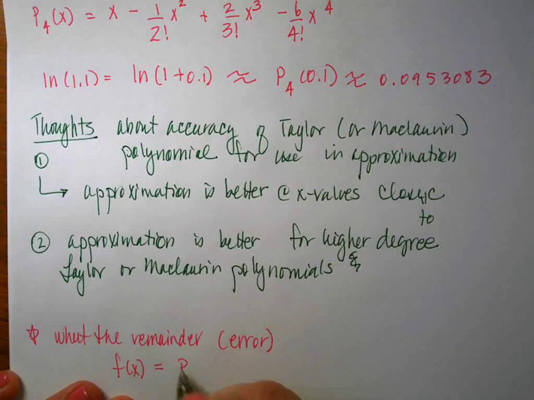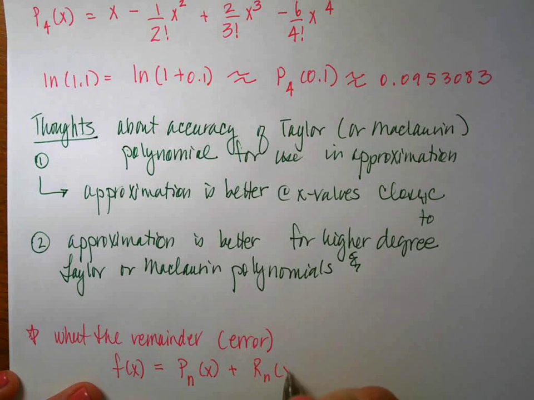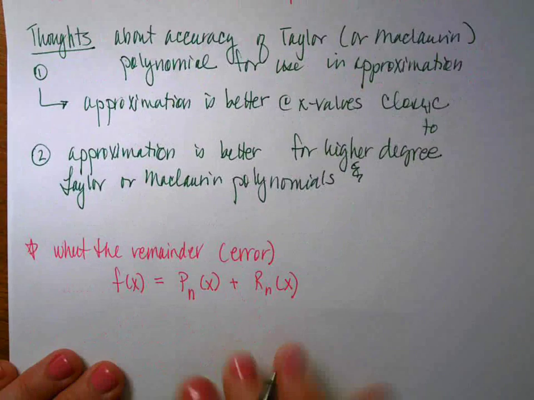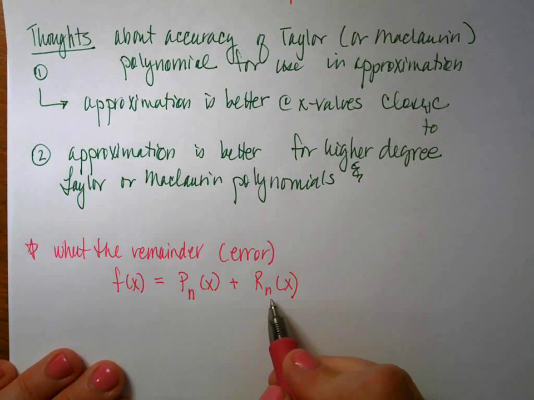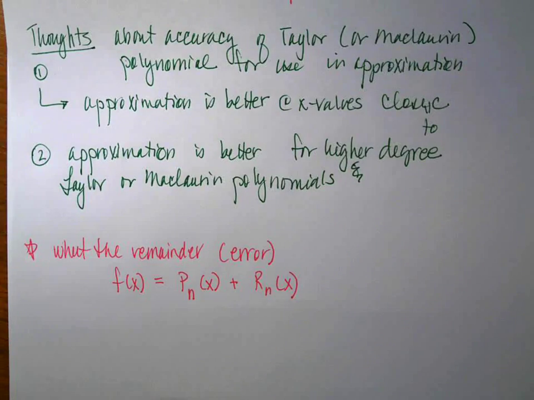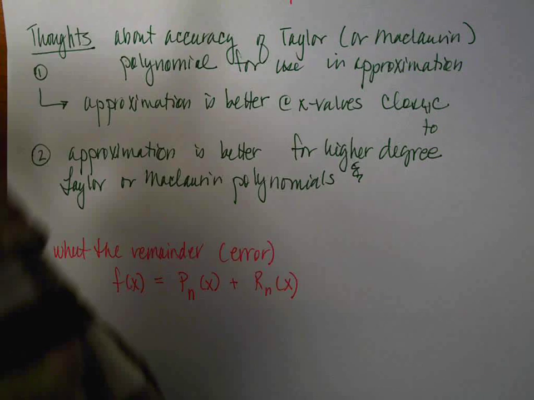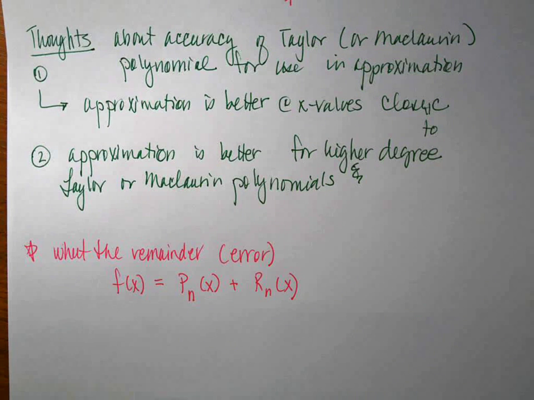So a function is equal to its polynomial approximation plus a remainder, okay? And so this remainder is what we're interested in talking about now. And just to clarify a little bit, I'm going to go back and show you the calculation.